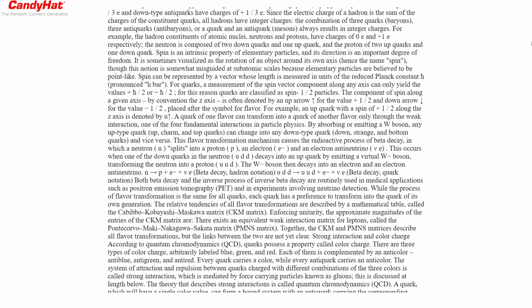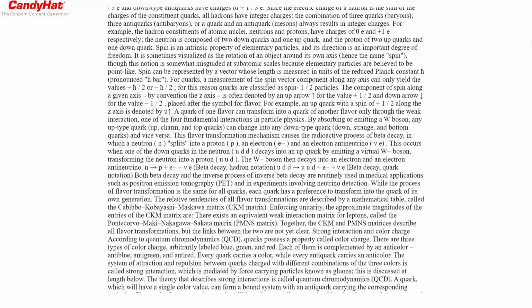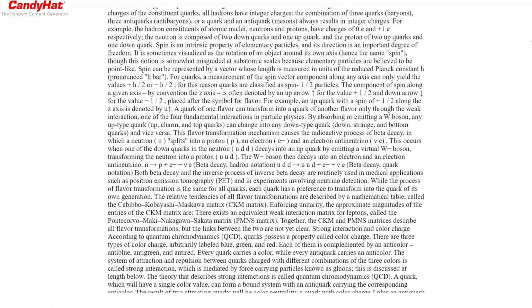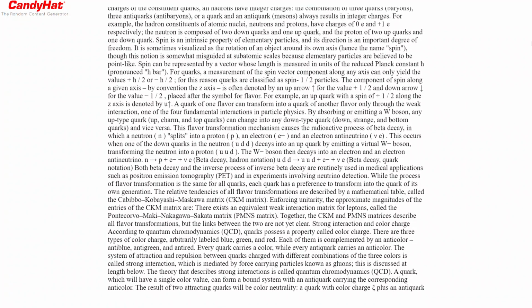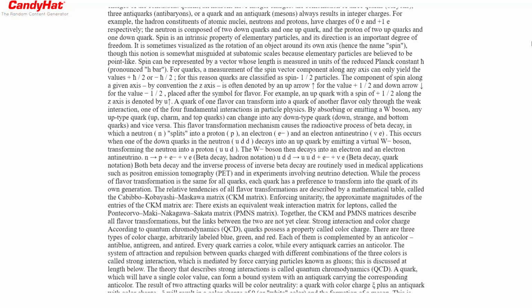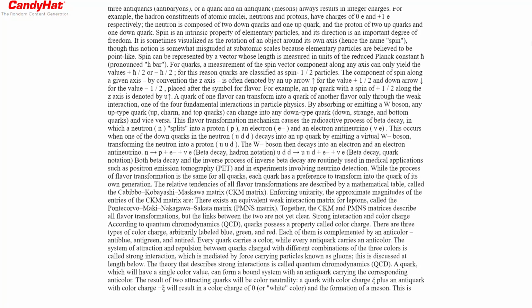The system of attraction and repulsion between quarks charged with different combinations of the 3 colors is called strong interaction, which is mediated by force-carrying particles known as gluons. This is discussed at length below. The theory that describes strong interactions is called quantum chromodynamics (QCD).